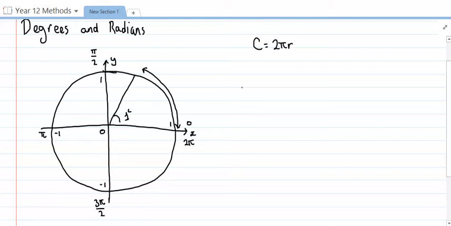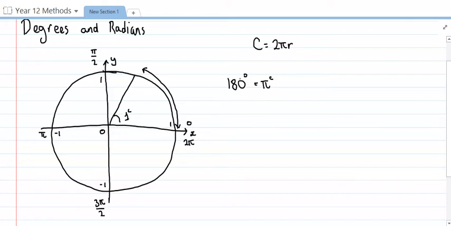Additionally to this, we're going to develop the rules now. So we know that in half a circle we have pi radians, and so what we can conclude is that 180 degrees, that's half of the circle, is equal to pi radians. This enables us to develop 2 rules for converting between degrees and radians.